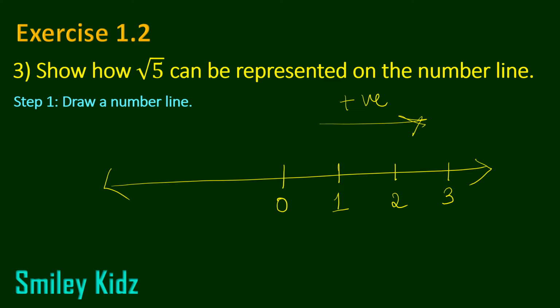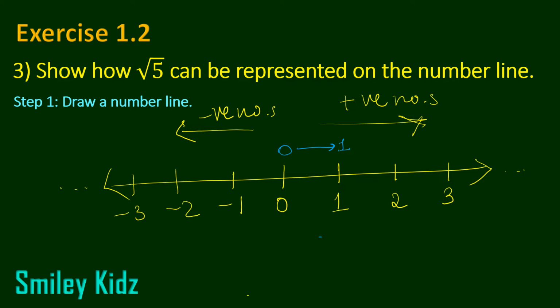And what are the numbers left to the 0? They are all negative numbers. They are -1, -2, -3, and so on. We should draw such a number line where the distance between two consecutive numbers is 1 unit. For example, here I have 0 and here I have 1. Its distance has to be equal to 1 unit, and similarly for all the other numbers.